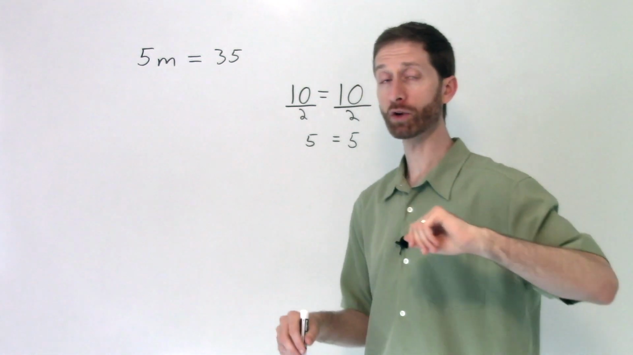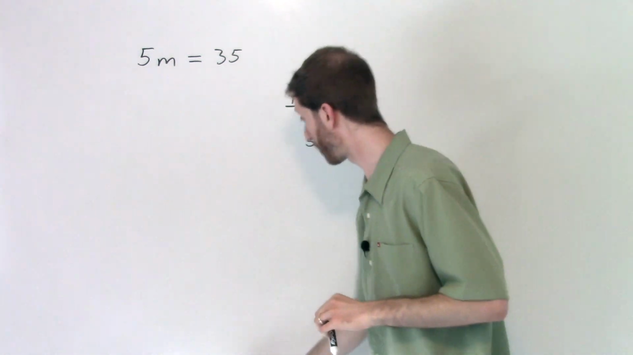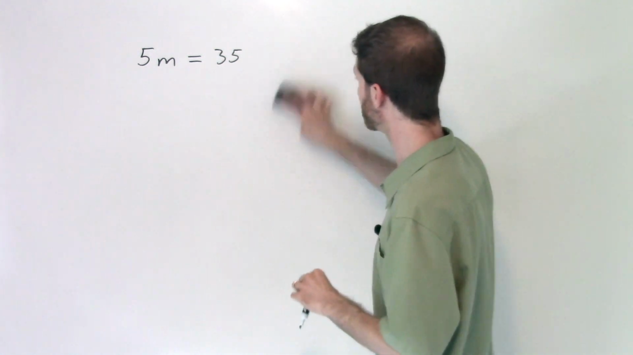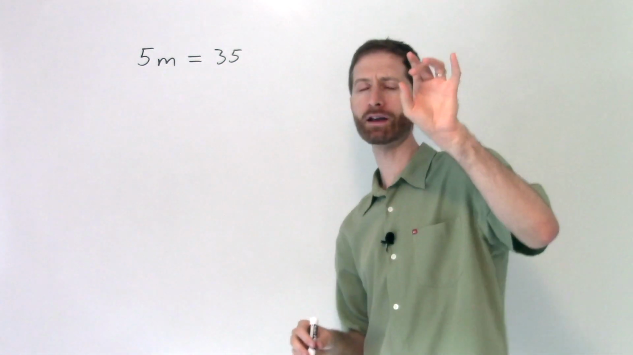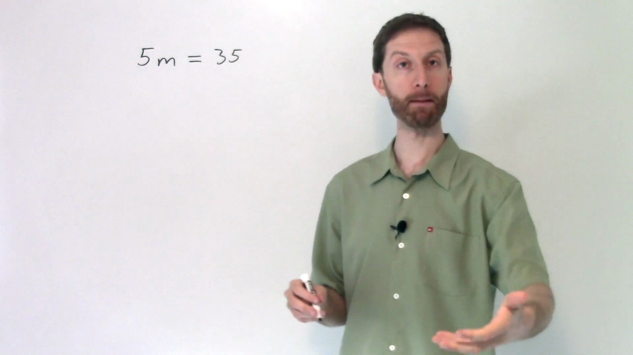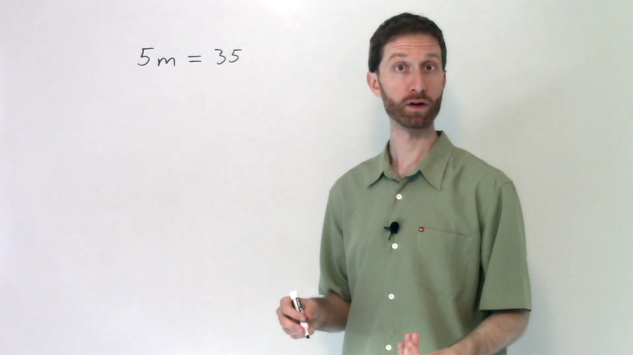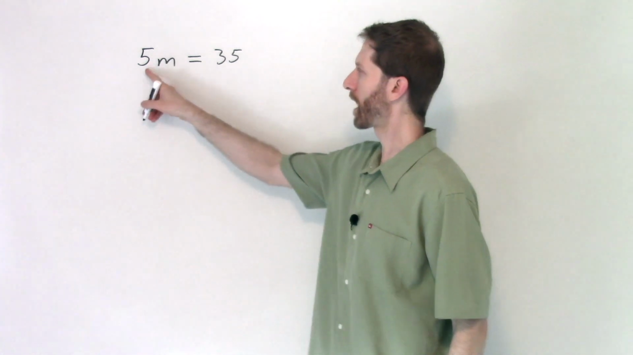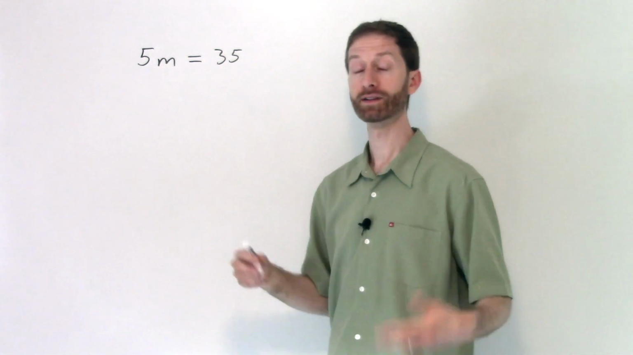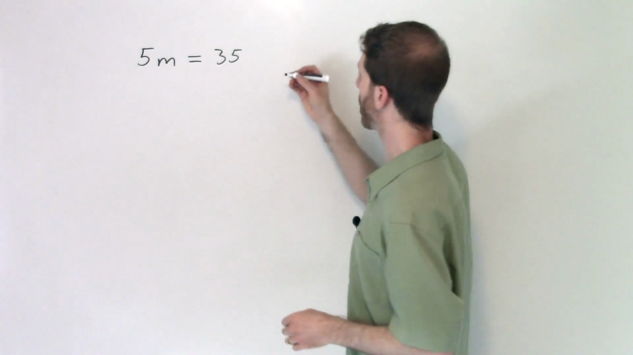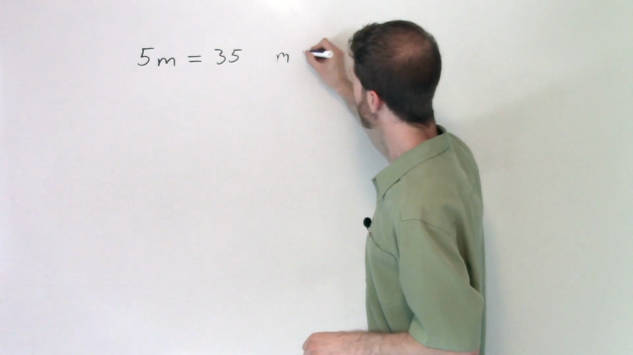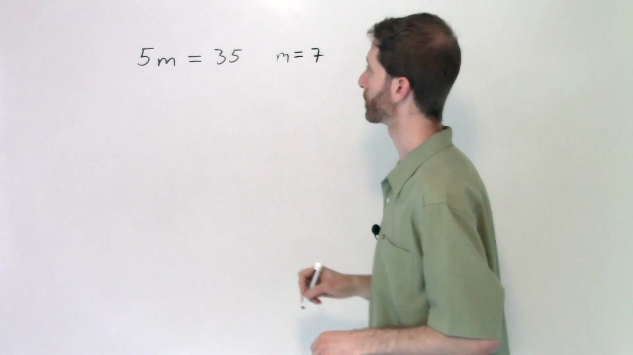I'm going to start out with a little bit of mental math. And let me erase this, give ourselves a little bit of room. Here we go. So if I look at this problem right here, I'm saying 5 times some number m equals 35. Well, what number times 5 gives 35? 7. 7 times 5 equals 35. So mental math-wise, I already know that m equals 7 is my solution.